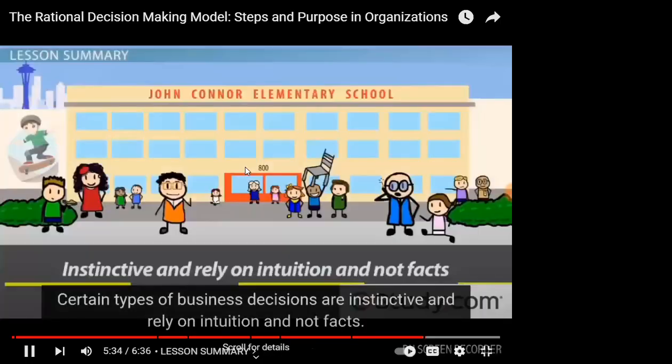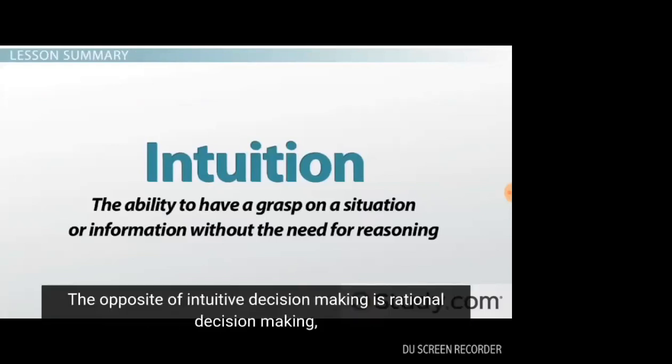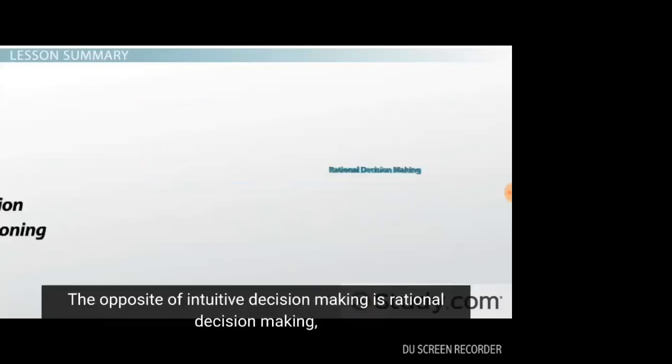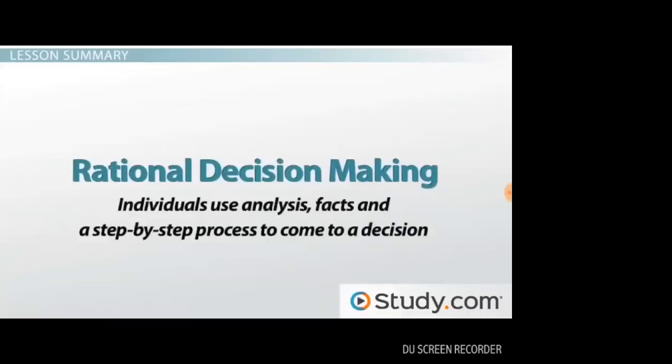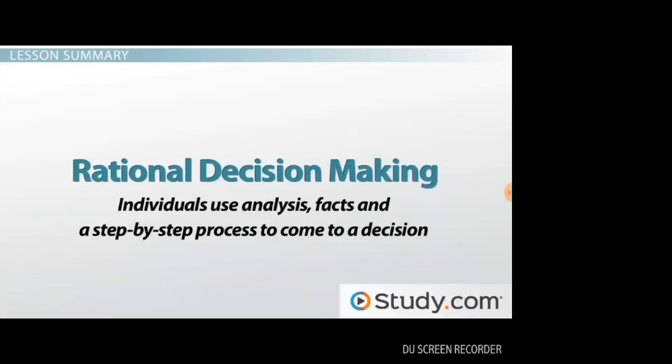Certain types of business decisions are instinctive and rely on intuition and not facts. Intuition is the ability to have a grasp on a situation or information without the need for reasoning. The opposite of intuitive decision-making is rational decision-making, which is when individuals use analysis, facts, and a step-by-step process to come to a decision.